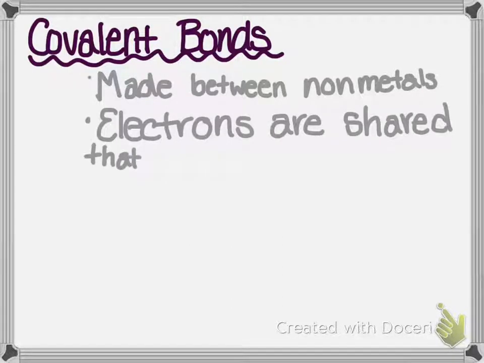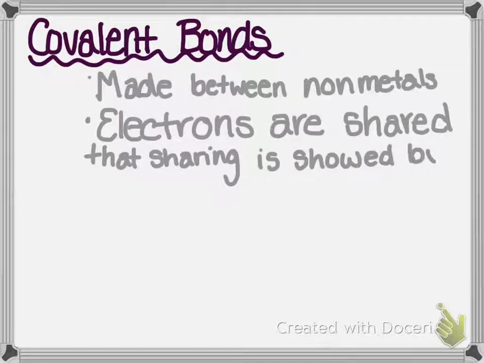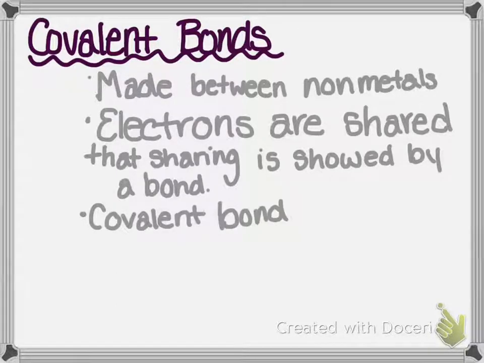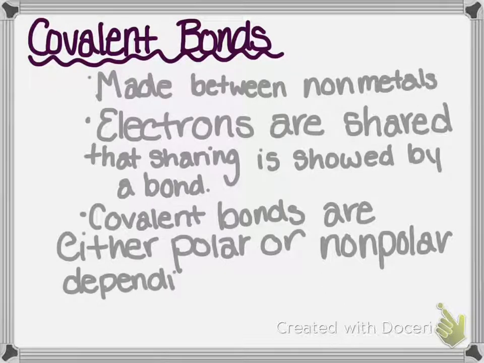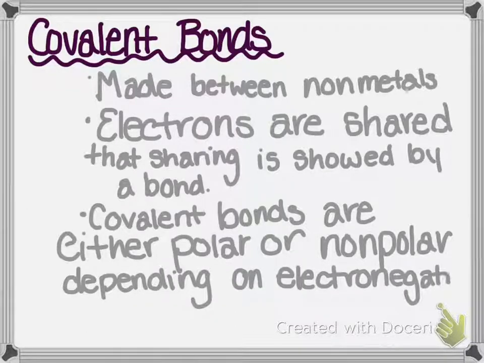And we represent that in a bond. So it's shown by drawing a bond. We should have no charges in our covalent bonds. Covalent bonds are either polar or nonpolar, and we're going to talk about that next. So how do we know it's covalent? Two or more nonmetals bonded together. Polar versus nonpolar is going to depend on our electronegativity as well.